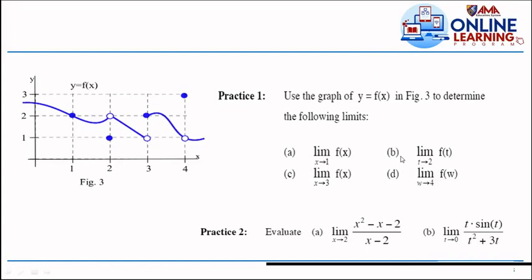Okay. So letter A, the limit of the function of x as x approaches 1. So pag titingnan po natin, in our figure 3, the limit of the function of x as x approaches 1, ito yung x po natin. Project it upward, and then project it to the left, the answer is 2. Okay?